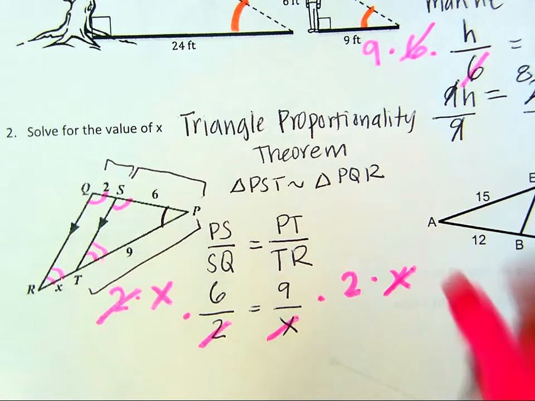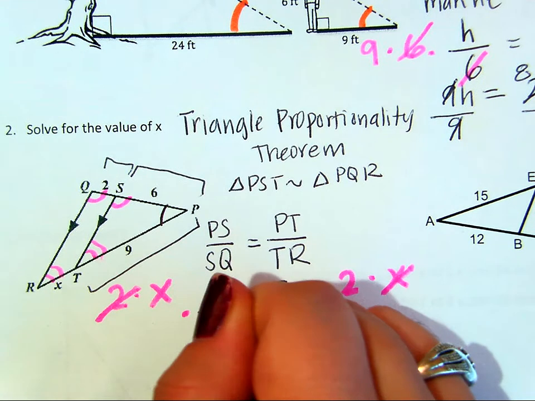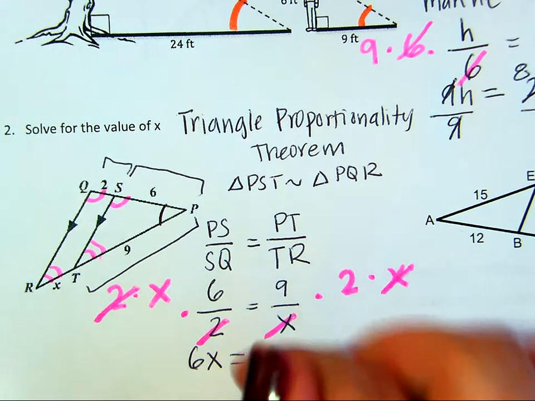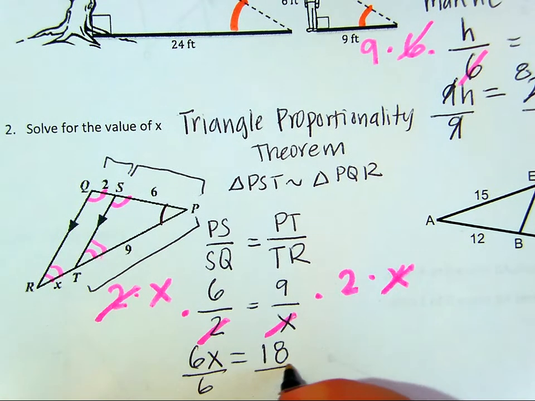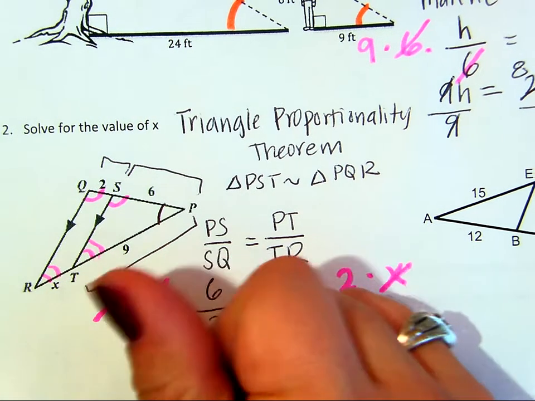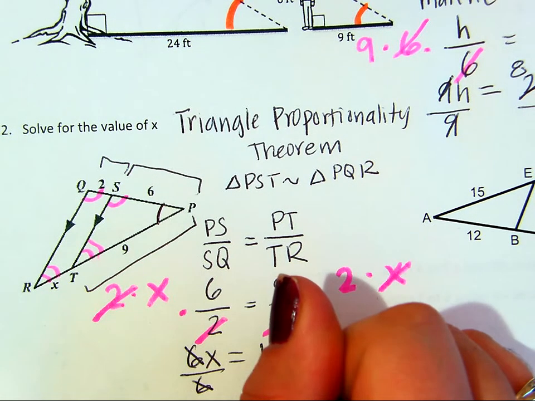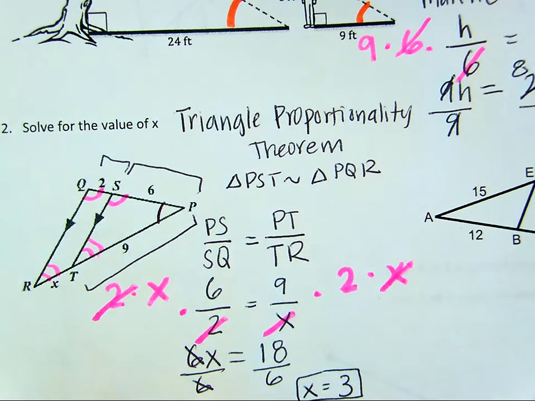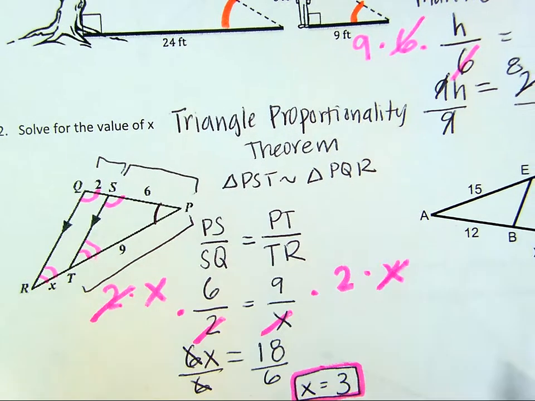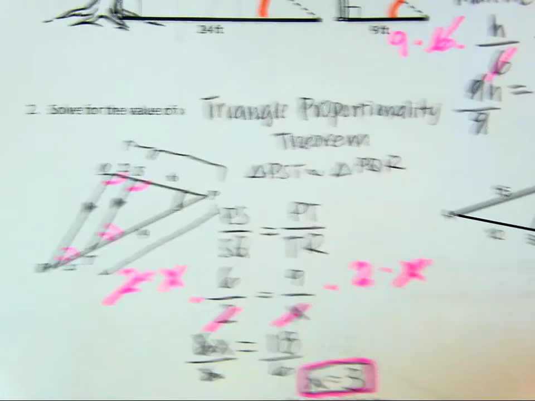The x's cancel on the right. So I end up with x times 6 is 6x equals 9 times 2, which is 18. Divide 6 to both sides. The 6's cancel out. 18 divided by 6 is 3. So there's your example for this one, and you guys can work on the other number too. Use this one as an example.